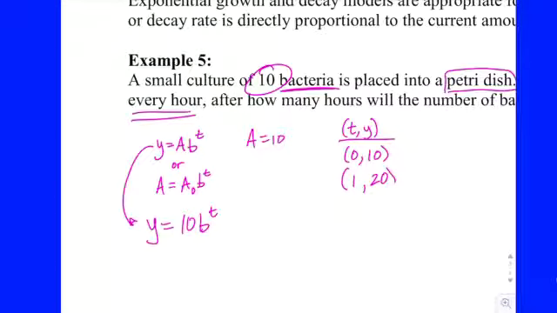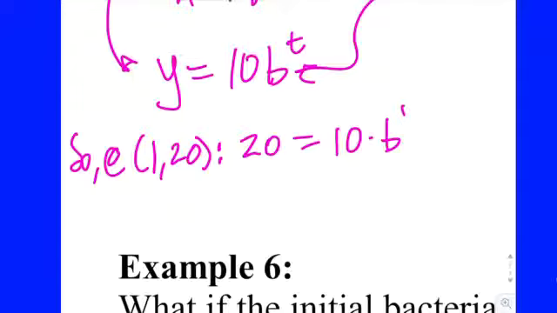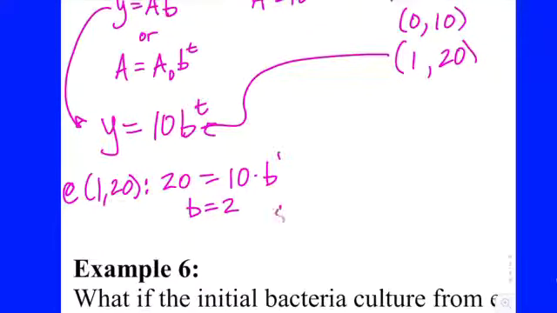Now we can plug that in right here. So at the point (1, 20), we get 20 equals 10 times B to the first. Now that's a lot easier looking equation than the one we just solved in the warm-up. You just divide through by 10 and you get B equals 2. All right, so now you just plug that in. So Y equals the initial value 10 times 2 to the Tth power.